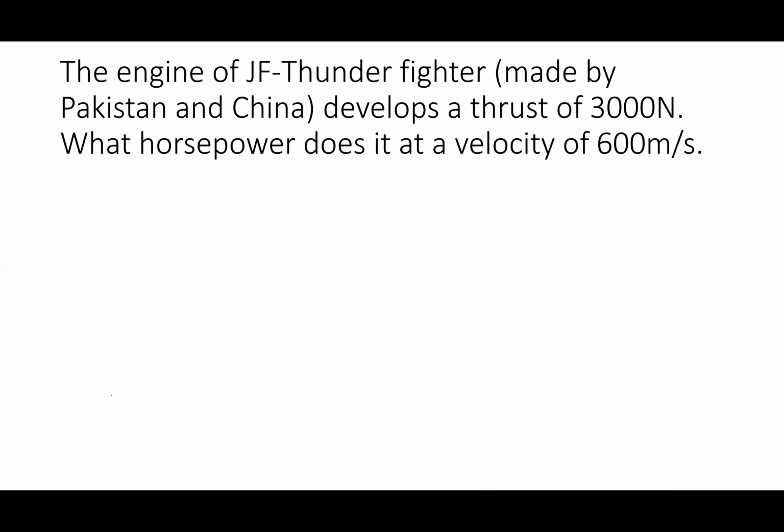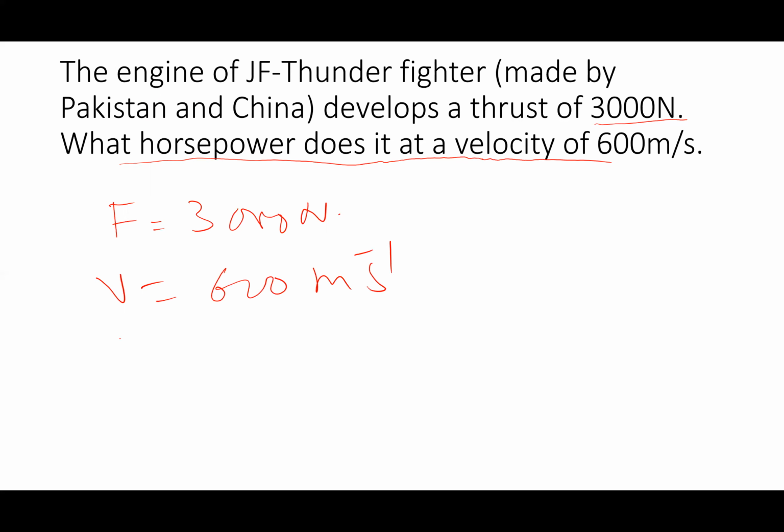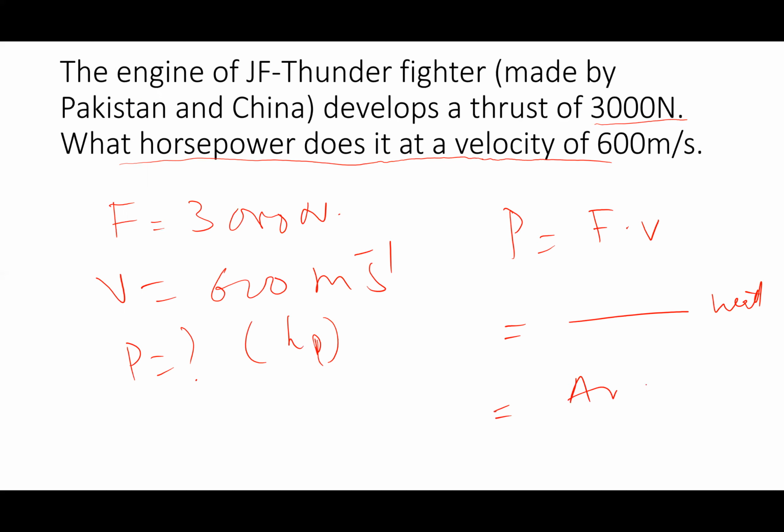Now, the engine of a jet fighter develops a thrust of 3000 Newton. So force here is 3000 Newton. What horsepower does it develop at velocity of 600 meter per second? We have to calculate power in HP. So power is equal to F dot V. You will get the answer in watt. Divide the answer by 746. You will get the answer in HP.